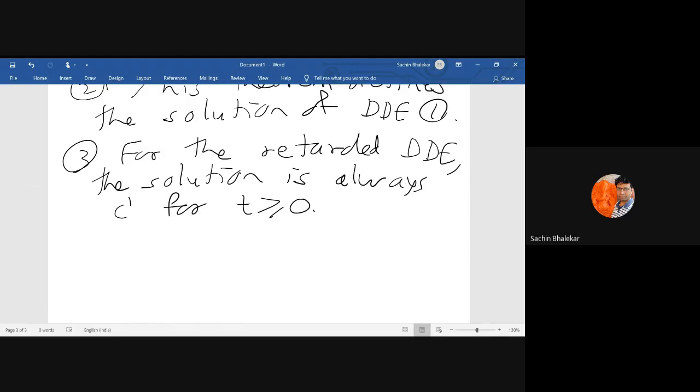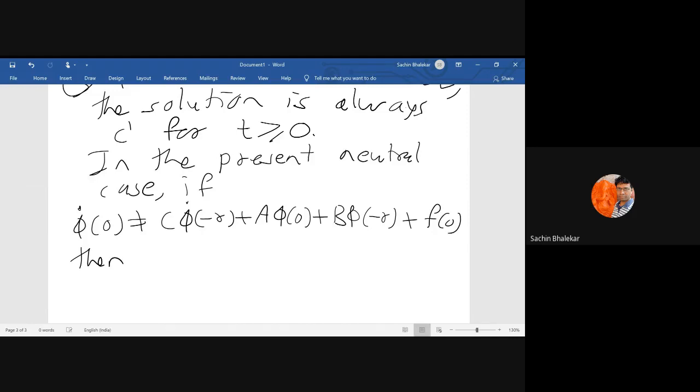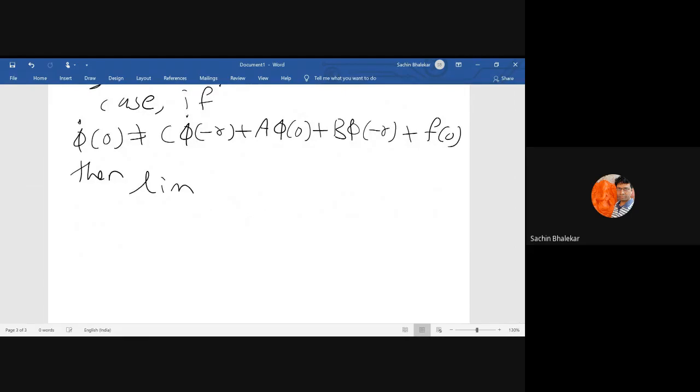in the present neutral case, if phi dot of 0 is not equal to c into phi dot of minus r plus a phi of 0 plus b phi of minus r plus f of 0, then the limit as t tends to 0 from the left of x dot of t is not equal to the limit as t tends to 0 from the right of x dot of 0.